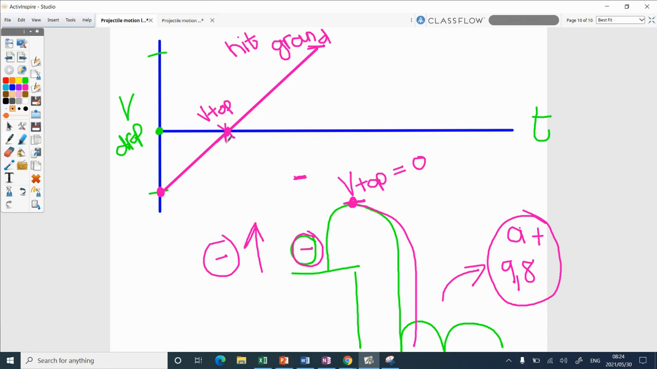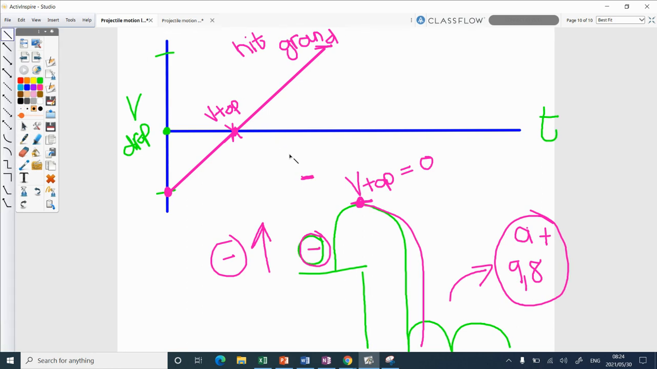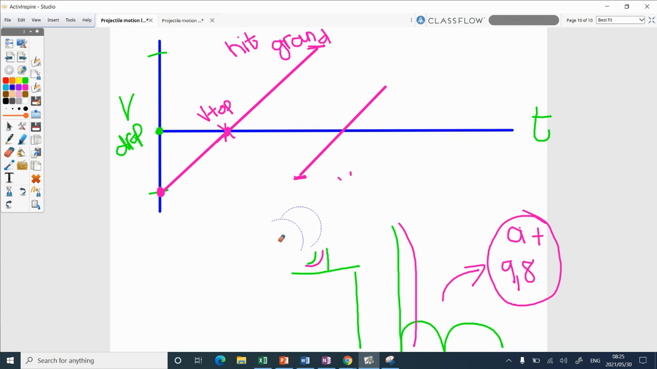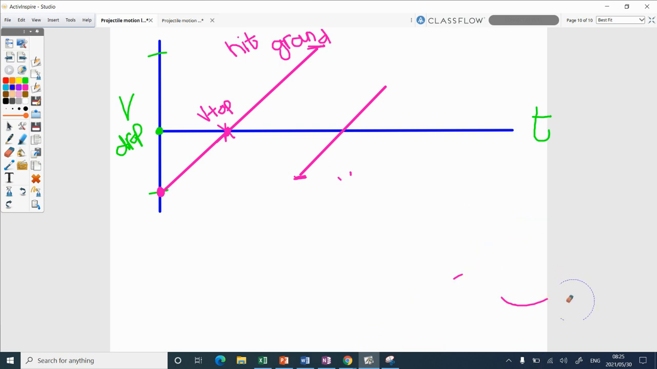But now when I draw the line, what is it going to look like? It's going to go slower, slower, slower until it crosses. That will be my V top again. And then it's going to go faster, faster, faster until it hits the ground again. So all of these will always be straight lines. And when we look at the past paper questions, you will see they're always parallel lines to each other. This is where it leaves the ground. This again is V top. This again is when it hits the ground.